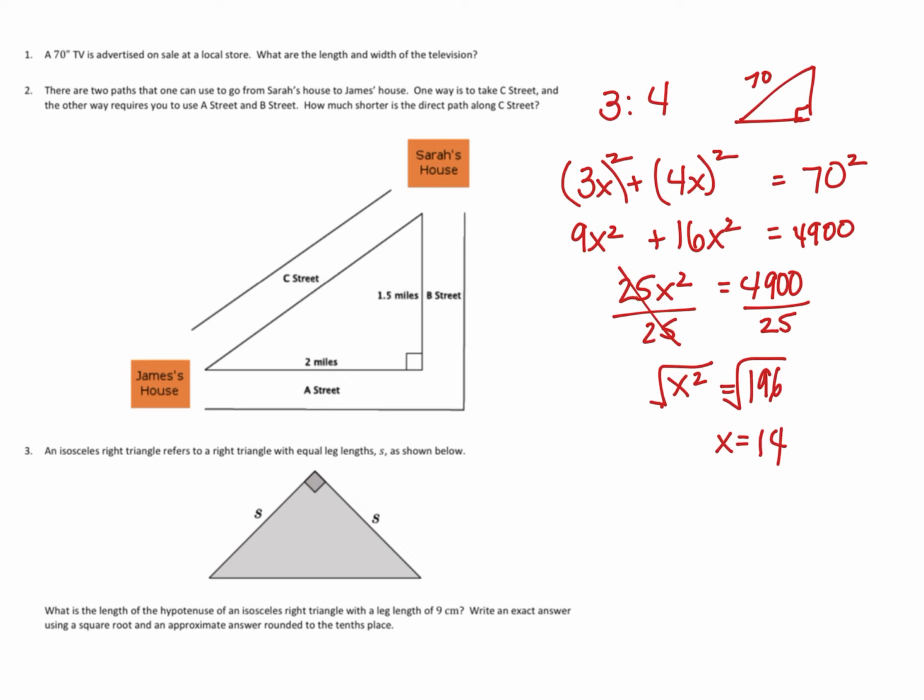It means that the x is 14. So our ratio was a 3x to a 4x, which means I need 3 sets of 14. So you can do 3 times 14, and that gives you 42 inches. And then do 4 sets of 14, or 4 times 14, and that gives you 56 inches. Make sure you show the work. I'm going to erase, but you can pause the video if you need to get it copied down still.